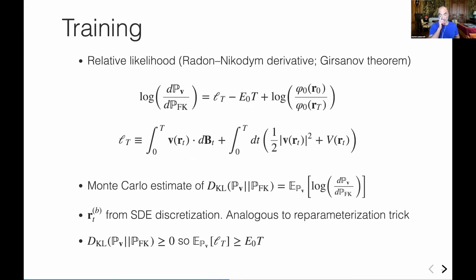Okay, so just to put some more mathematical flesh on that, the log of this relative likelihood that appears in the KL divergence has this form. The important part really is this curly L, which is an integral over the path. It depends upon the drift function, which is going to be our model, and it also involves the potential function, big V. And when we deal with interacting particles, that will also involve the interactions between particles. So what we're going to do is simulate a whole bunch of trajectories under our stochastic differential equation, and then use those to get a Monte Carlo estimate for the KL divergence.